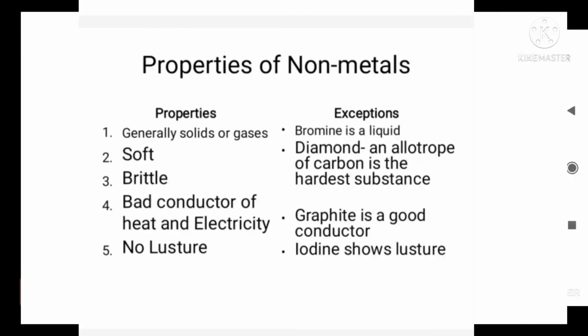And non-metals are generally soft, except diamond. Diamond is the hardest substance, a hard non-metal, and most non-metals are solids. The non-metals are not strong. They have low tensile strength. Non-metals may be solid, liquid, or gas at room temperature.